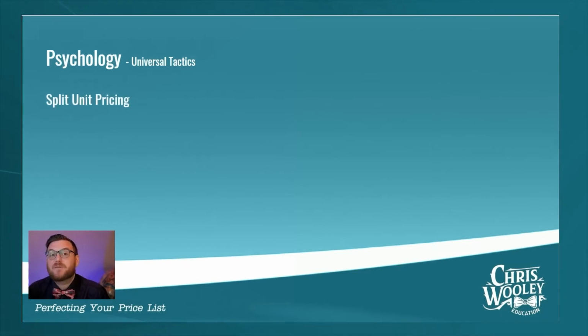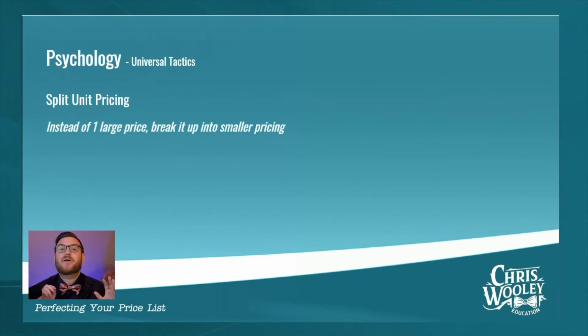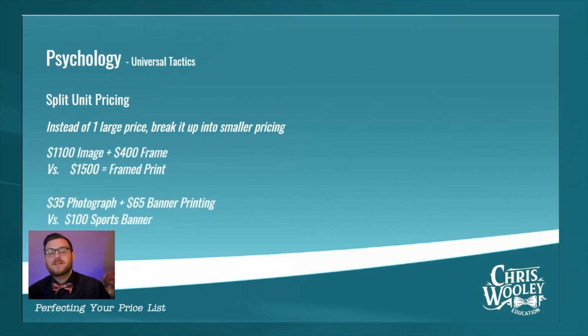Other stuff we can do: split unit pricing. So, what's going on with split unit pricing? Basically, instead of having one large inclusive price for something, we're going to break it up into more bite-sized chunks. Let's say that we have an image, and it's $1,500 for this image, and it includes a frame. $1,500 might seem kind of big and scary. So if we break that up, so it's $1,100 for the image and $400 for the frame, magically that doesn't seem like as big of a number as $1,500. We're getting it smaller, feeling a little bit better about it just by breaking it up.